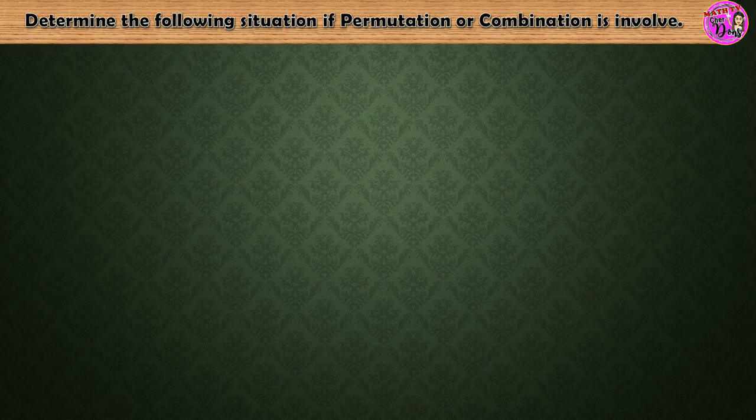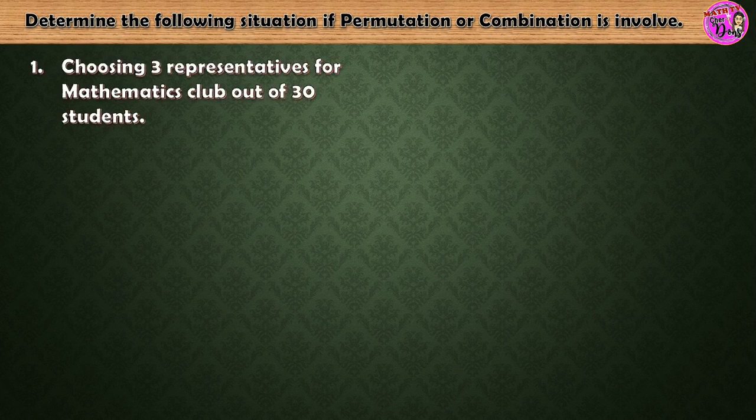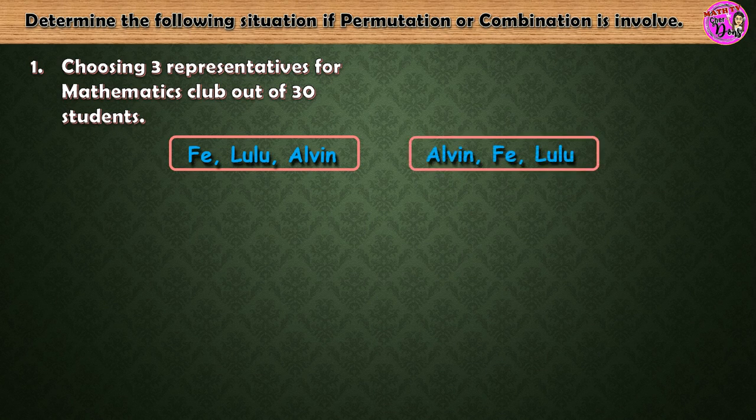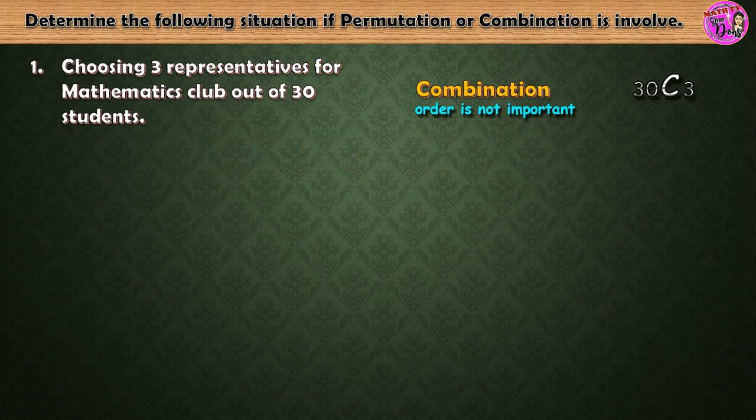Now, let us determine whether permutation or combination is involved in the following situations. Number 1, choosing 3 representatives for the mathematics club out of 30 students. Let's say we have Fe, Lulu, and Alvin. Changing the order doesn't create a new group. Order is not important. It involves combination. It can be solved as combination of 30 objects taken 3 at a time.